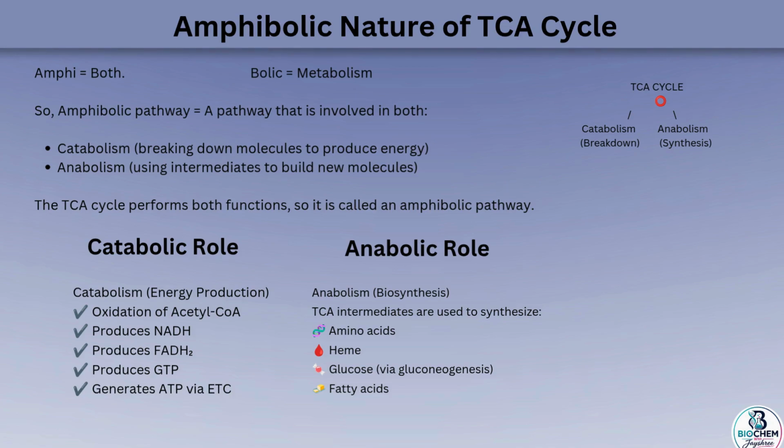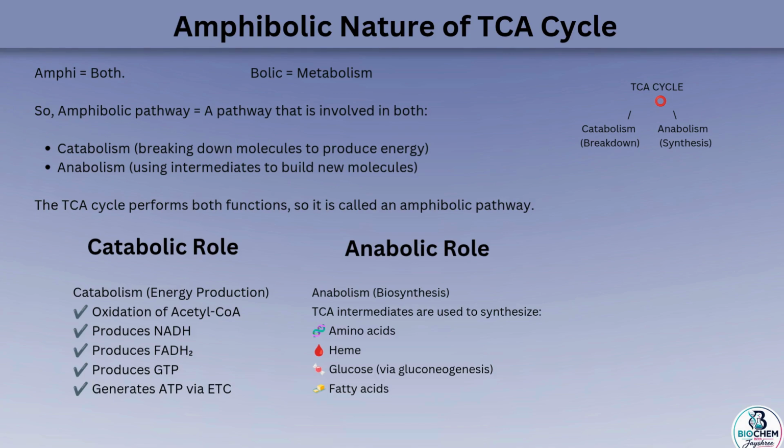For example, citrate can move into the cytoplasm and provide acetyl CoA for fatty acid synthesis and cholesterol synthesis. Alpha ketoglutarate is converted into glutamate, which is used to synthesize other amino acids and neurotransmitters. Succinyl CoA is required for the synthesis of heme, an essential component of hemoglobin. Oxaloacetate is converted into aspartate, which is used in the synthesis of amino acids, purines, pyrimidines, and nucleotides. Malate can leave the mitochondria and participate in gluconeogenesis, helping the liver produce glucose.